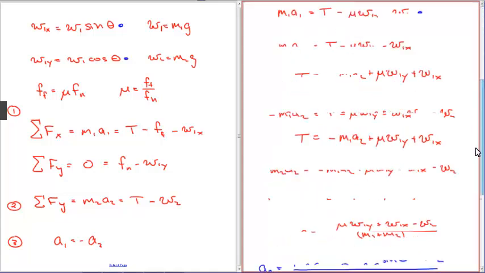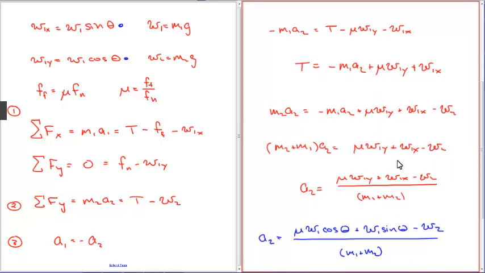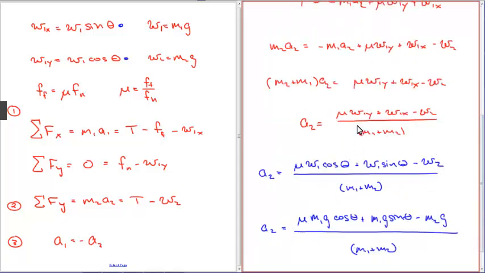But we can solve for a2 by putting all the terms that involve acceleration on the left-hand side, factoring out the acceleration, dividing by this quantity. And then when I finally solved this, I had to plug in the corresponding terms for what W1y was, which was W1 cosine theta, W1x is W1 sine theta, and then for weights, I put in M1g and M2g. And at this point, I have everything that I need, which was given in the original problem, so I just put the numbers in there.